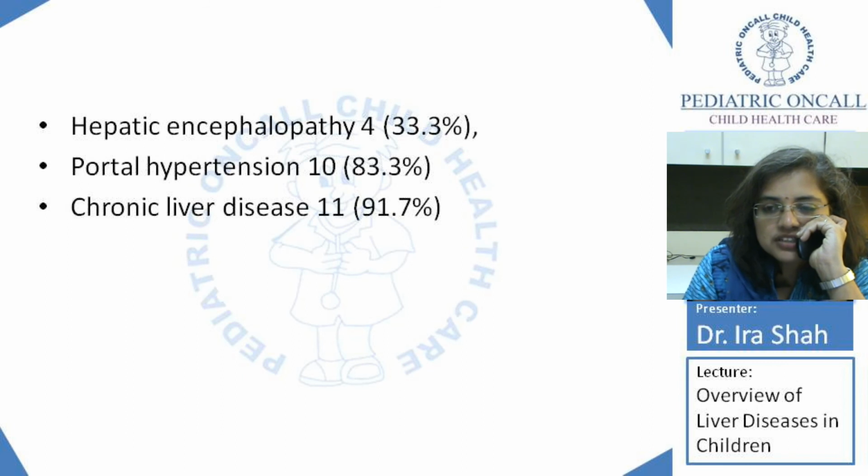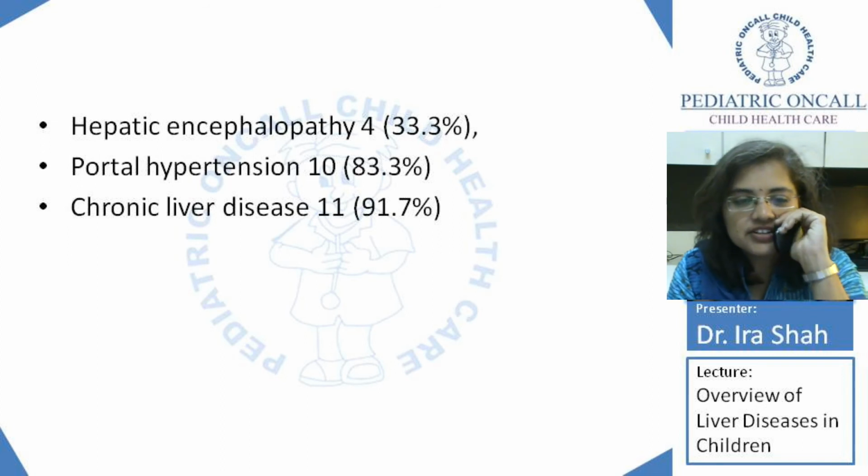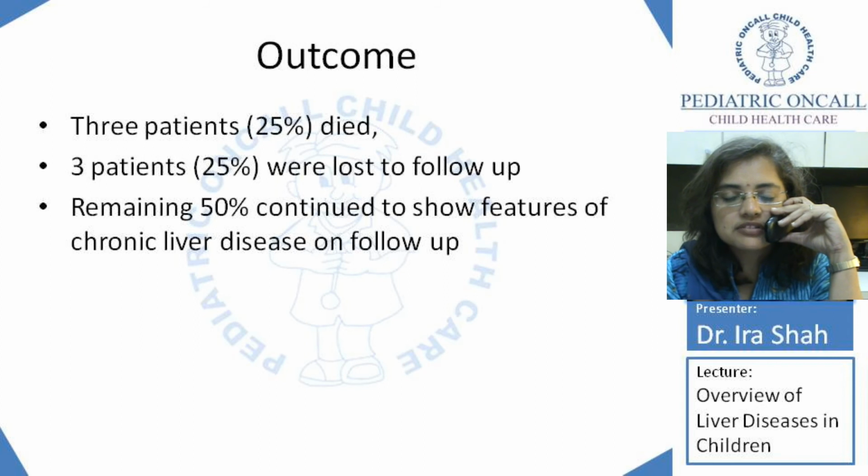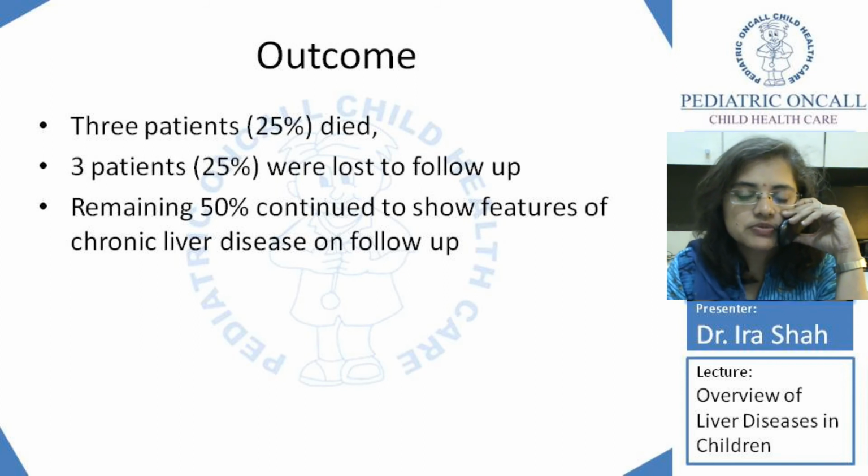Most of them came to us in acute liver cell failure, 33%, of which almost 83% had portal hypertension, and chronic liver disease in 11. All those who came in acute liver cell failure died. 3 patients we lost to follow-up, and the remaining are continuing on treatment, but they have signs of chronic liver disease on follow-up.